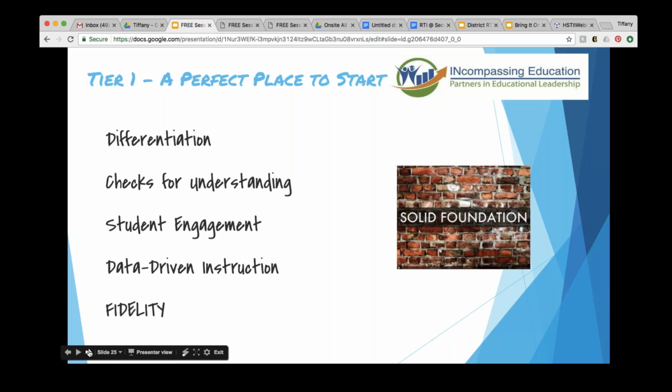Fidelity is going to be a big piece of Tier 1 because you want to make sure that you've implemented the curriculum as it was designed. All of those components are going to need to be utilized as they were designed so that you can make sure that the curriculum is implemented with fidelity. This is going to help you make those educational decisions long term.